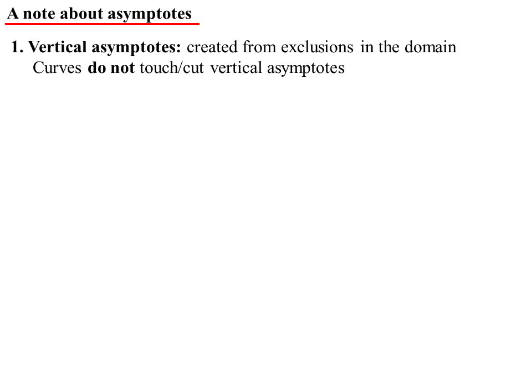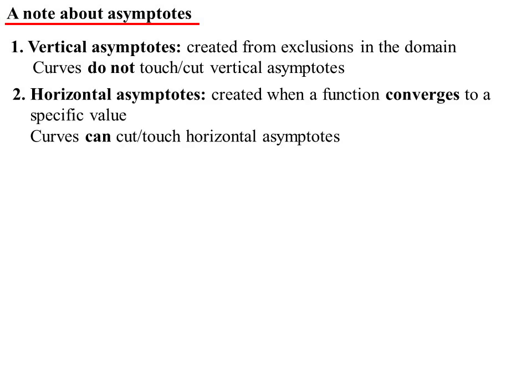Bit of a note about the asymptotes then. So vertical asymptotes, they're exclusions in the domain, and as I said, you cannot touch or cut a vertical asymptote. It's not in the domain, so it's impossible for the curve to exist there. Whereas the horizontal, or oblique ones for that matter, they can cut them. What happens is it converges. So when a function gets close to a particular number, we say it converges to that value.